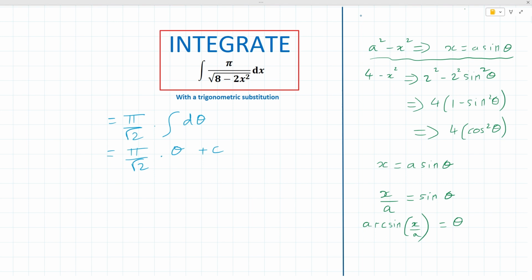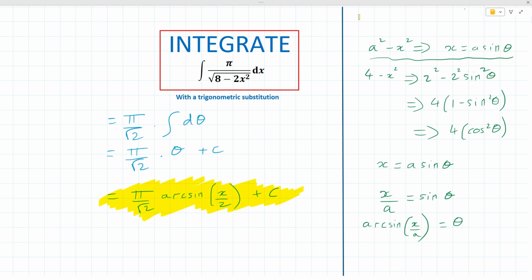Now that we have a value for theta, we can put that back into our equation. And so our final answer here is going to be pi over the square root of 2 times arcsine of x over 2 plus a constant. Now this is the final answer for this question. It's in simplest form, and because it's indefinite, we have to add a constant to it.